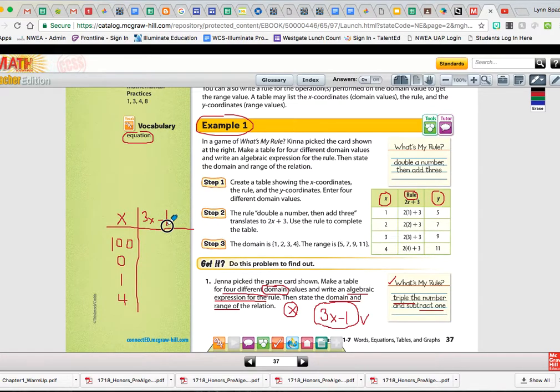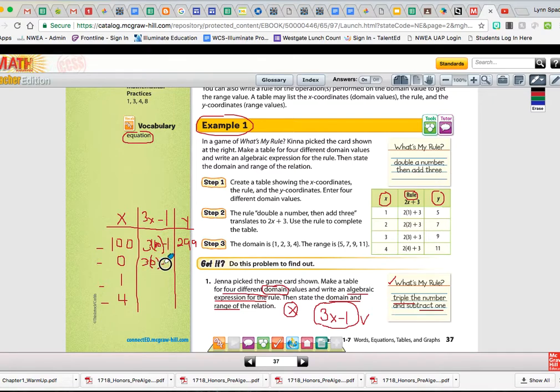And so for each of those domain values, I'm going to plug that number in for x, and then I'm going to find the result, which is going to give me my y value or my range value. So 100 times 3 is 300. 300 minus 1 is 299. I skipped a step here, so I'm going to put that in my y value. And then in that middle column, I'm going to take 3 times 100, okay? And then I'm going to subtract 1. And if you want to put parentheses around there, that's going to make it show that it's multiplication. For 0, I'm going to take 3 times 0, and then I'm going to subtract 1.